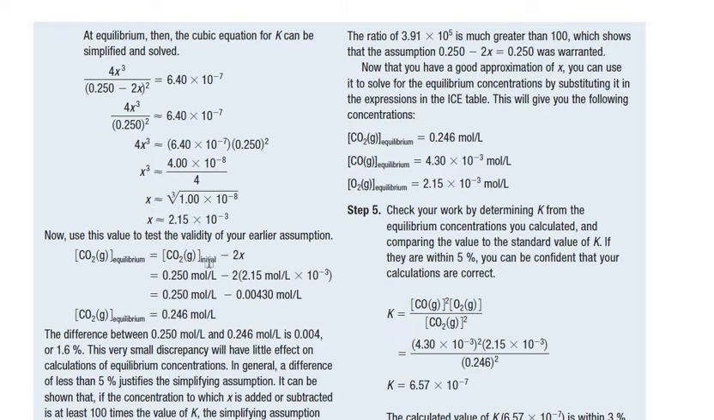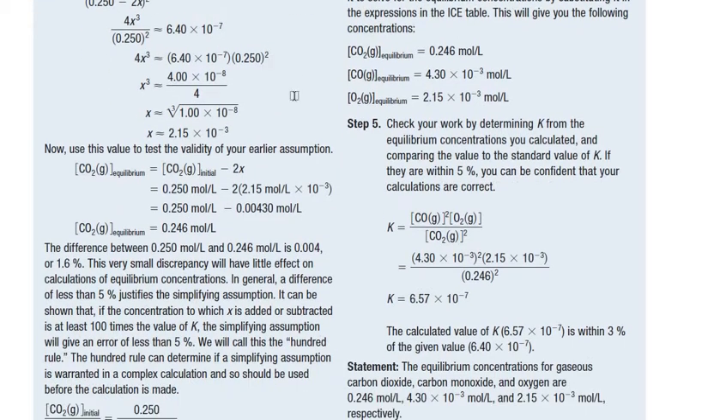Now we have the value of x, we substitute it here, and as you see, the value of the concentration didn't really change much. The difference between 0.25 and 0.246 is just 0.004, which is only 1.6%. This very small discrepancy will have little effect on the calculation of equilibrium concentration. In general, a difference of less than 5% justifies the simplifying assumption.